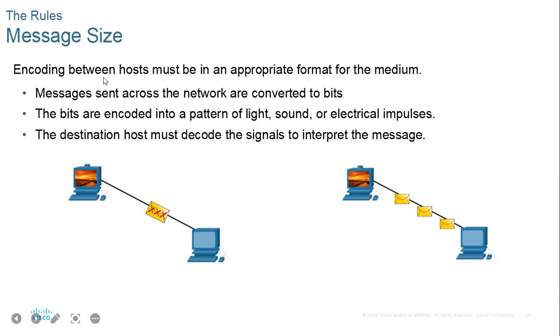So encoding between hosts must be in an appropriate format for the medium. For instance, you are sending data over a 100 MB per second Wi-Fi adapter, the device is a 100 MB per second device or router or radio, but you're sending stuff in terabytes. Of course, that's not going to happen.